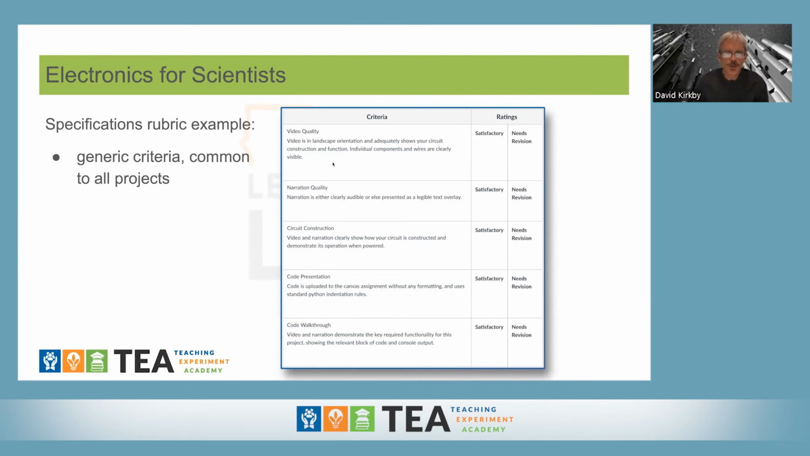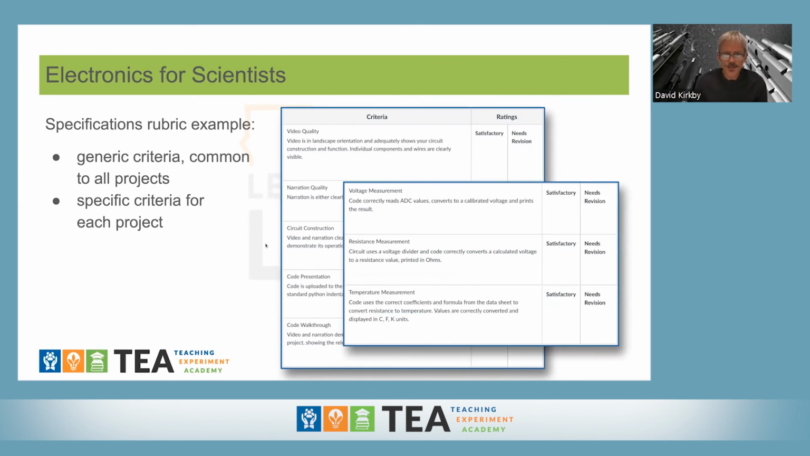So I was able to come up with a set of generic criteria which were common to all projects, like video quality, narration quality, circuit construction. The other main thing they submitted was the code that they wrote. In this kind of modern electronics, where a lot of it is in firmware, they're writing code, so there are some generic specifications on those. And then also for each project, I would have some custom criteria for that specific project. So in this one here, voltage measurement, resistance measurement, temperature measurement.